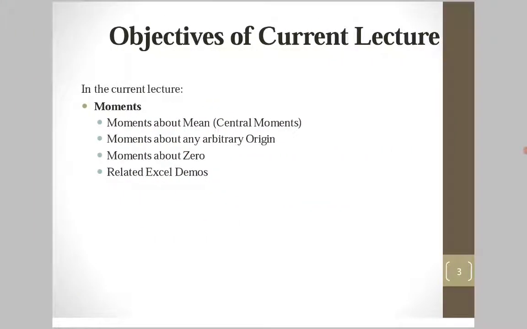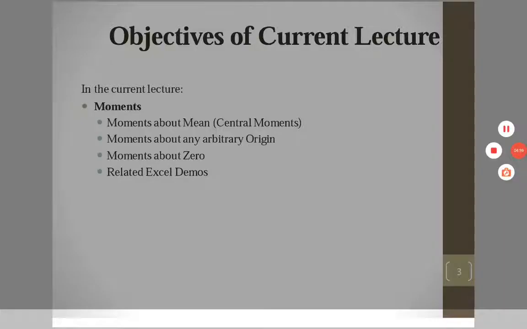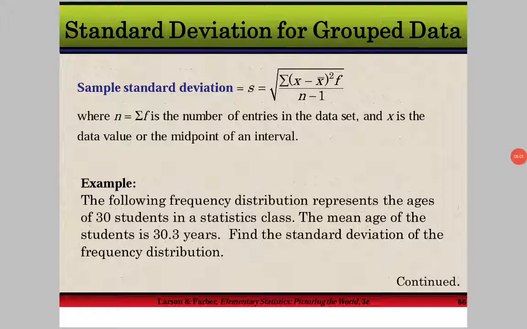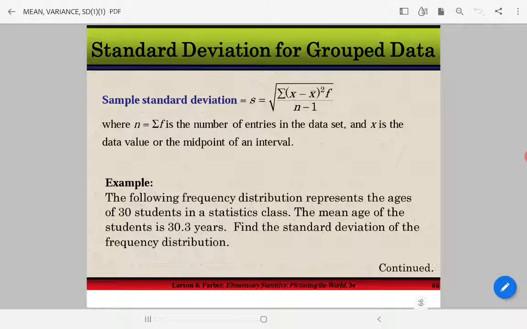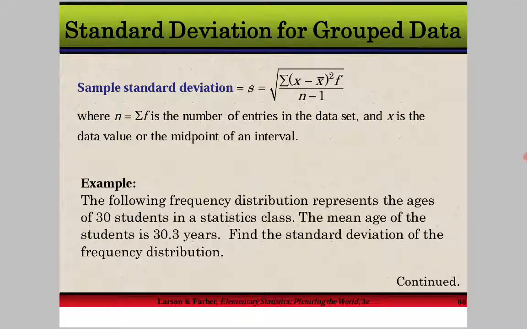So today's objective of the PPT is moments about the mean, that is central moments. Why? Because the mean is the center point of the data. Today we start with a problem: finding the standard deviation for a group of data, how to find the standard deviation of a given sample data.